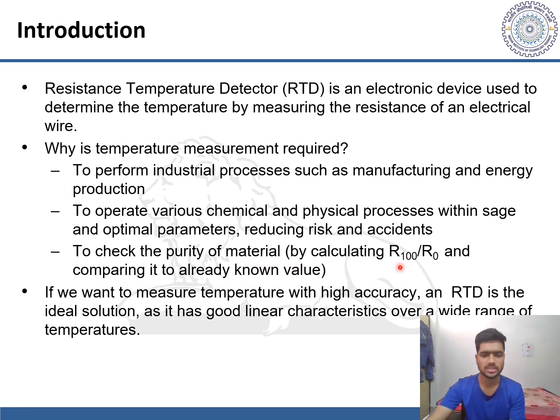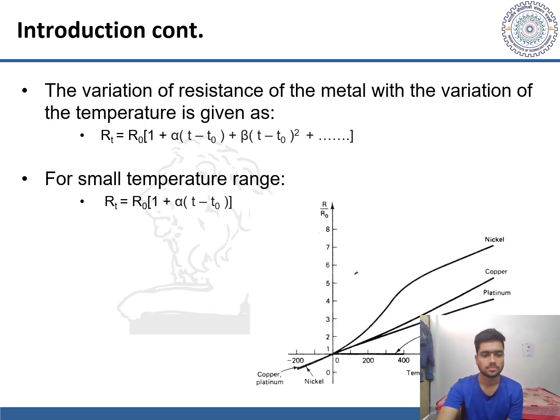If we need to measure temperature with higher accuracy, RTD is the ideal choice as it has good linear characteristics and a wide range of temperature, and it is widely compatible with various types of instruments. Now, the temperature dependence of resistance is given by the equation RT is equal to R naught times 1 plus alpha (T minus T naught) plus beta (T minus T naught) whole square, and the further higher order terms.